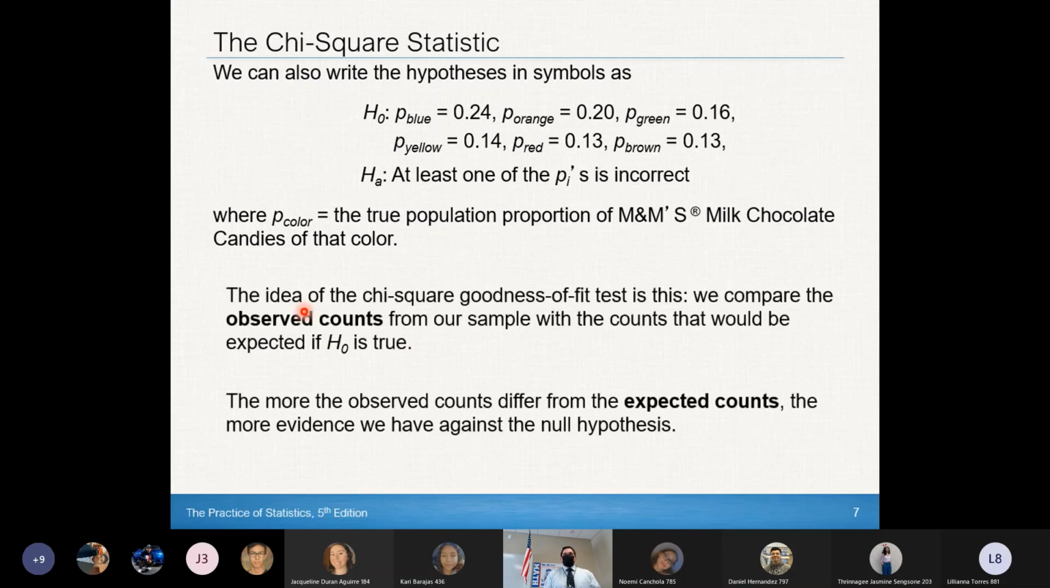The idea of the chi-square goodness of fit test is this. We compare the observed counts from our sample with the counts that would be expected if the null hypothesis is true. Notice again, we're talking about the count. How many of each color of M&M did we see? We're not talking about proportion here. The more observed counts differ from the expected counts, again, counts, the more evidence we have against the null hypothesis.